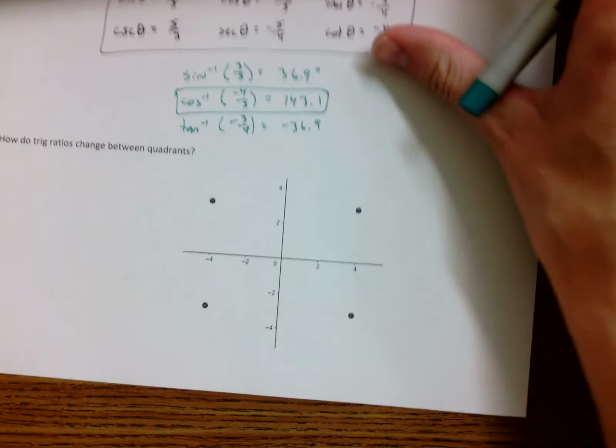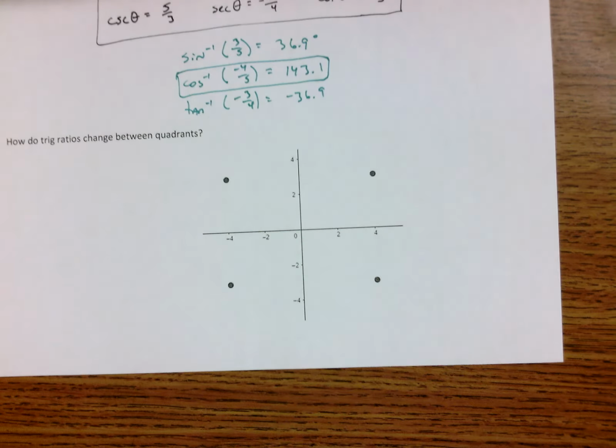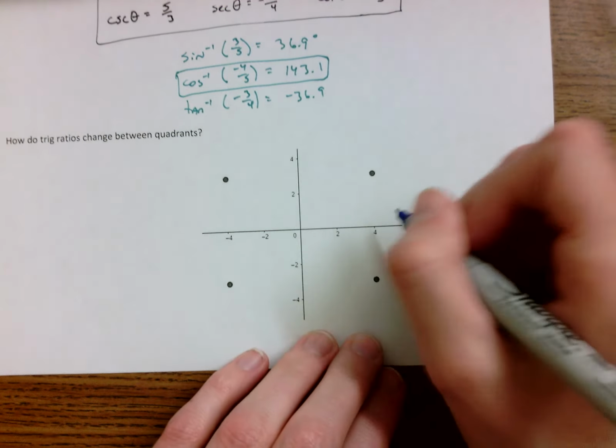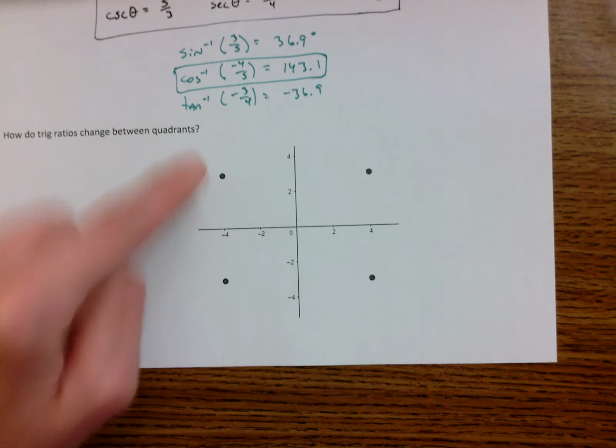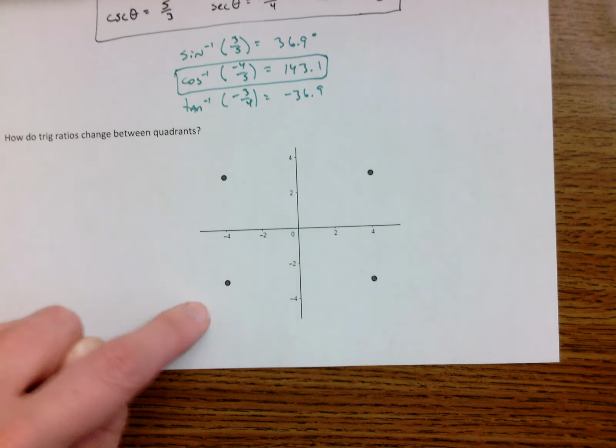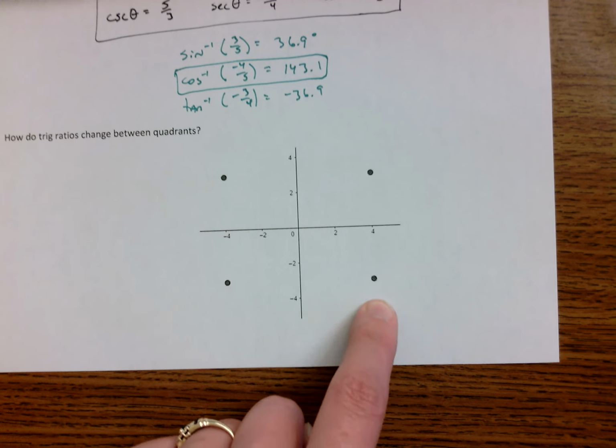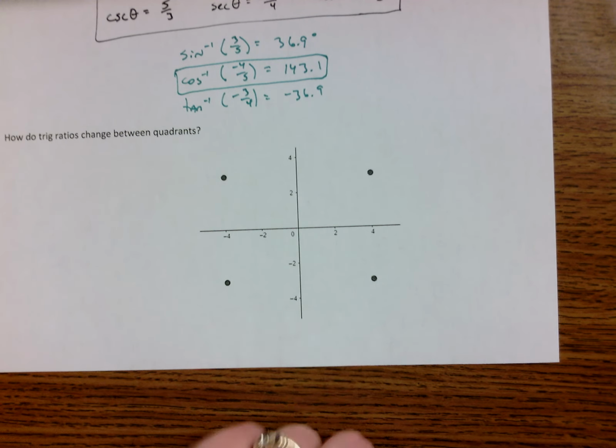All right, so this last thing I want to talk about is trig ratios. How do your trig ratios change between your quadrants? Let's just think about this for a second. This is that same point, 4, 3, but this one over here is +4, +3. This is -4, +3. This is -4, -3. This is 4, -3. So all of these are different.